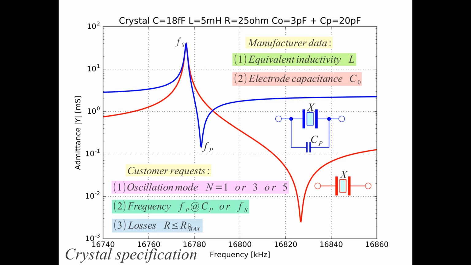And of course the losses. What losses do we want? The lower the R, the more difficult, the more expensive the crystal, because we have low losses. The crystals without any parallel capacitor will have their parallel resonance much further away, but this is almost useless, because without any outside circuit, the crystal cannot really be used. So this is the way we specify a crystal when we order a special crystal from a manufacturer.